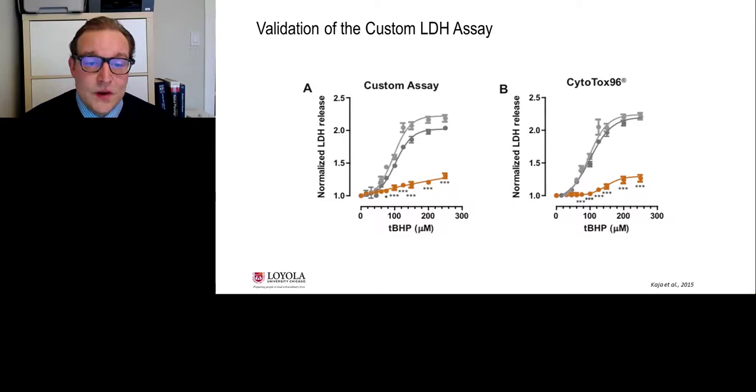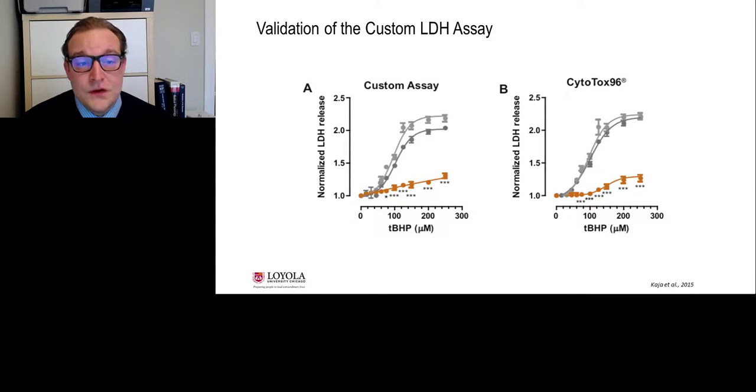Here I'm showing you our initial validation of our custom assay compared to the Cytotox 96 assay, which is a commercially available solution. The cells we used in this one were initially a cell line, C6 astroglioma cells that we treated with oxidative stress. In the gray lines, you can see the untreated cells, and in dark gray cells treated with the vehicle, which in this case was 0.1% ethanol.